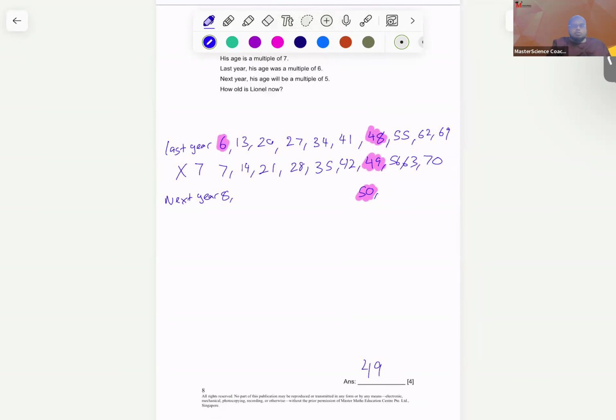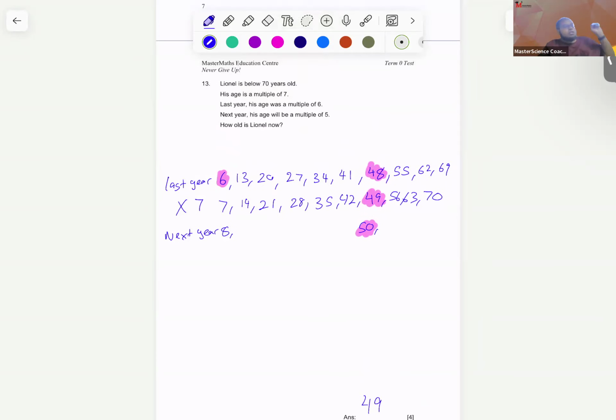If possible, every time you see a question talking about multiples of something, use multiples. Okay, like basically list down the multiples. Why? Because when you list down the multiples, at least one of the multiples, like what I did here. I started off with multiples of 7 first.